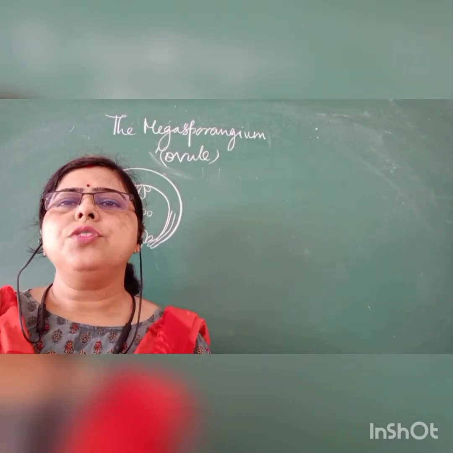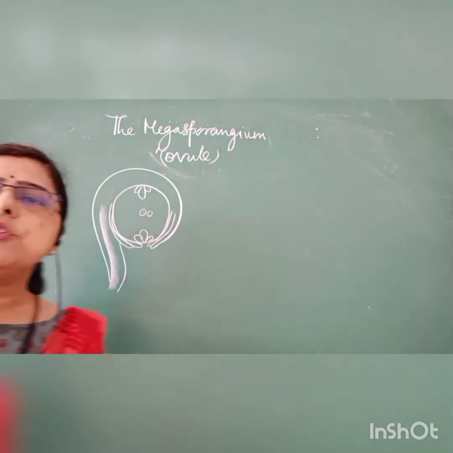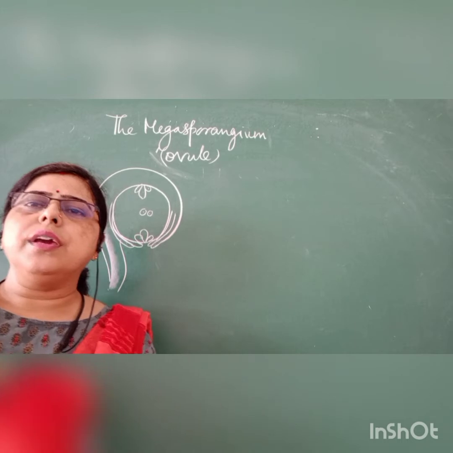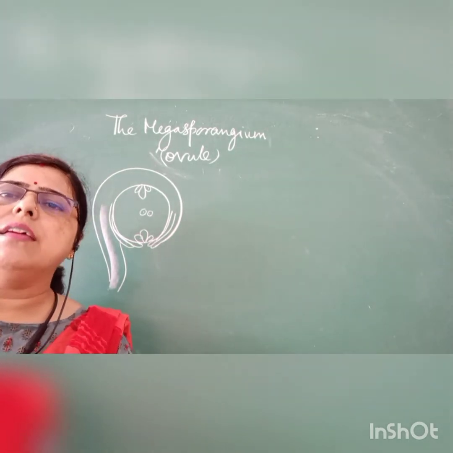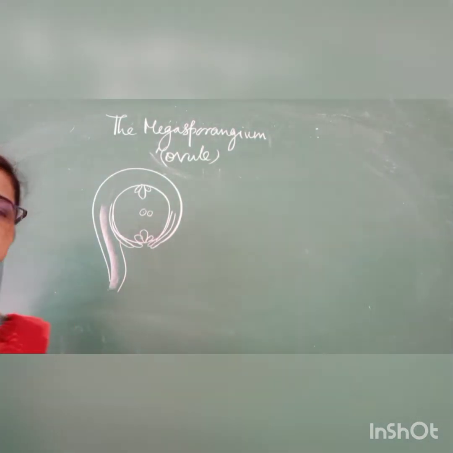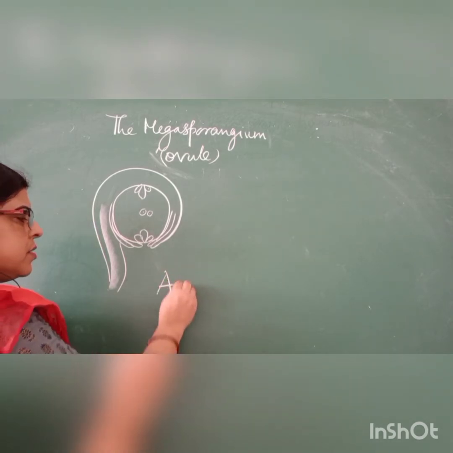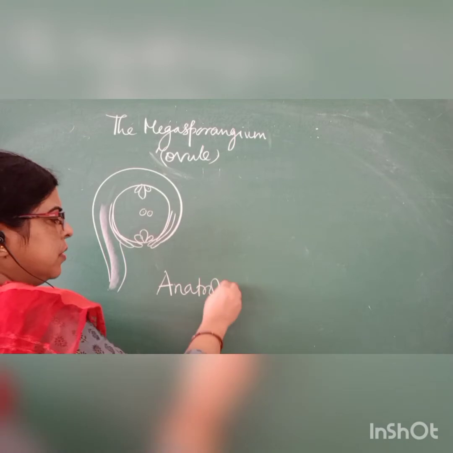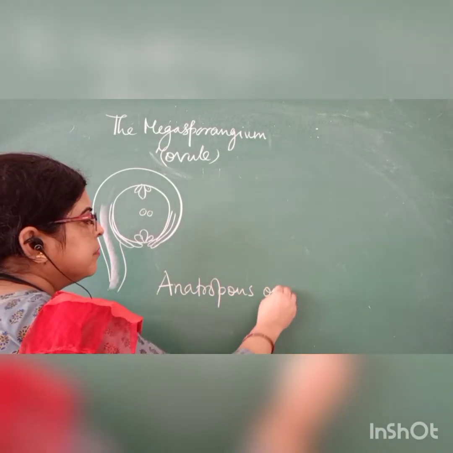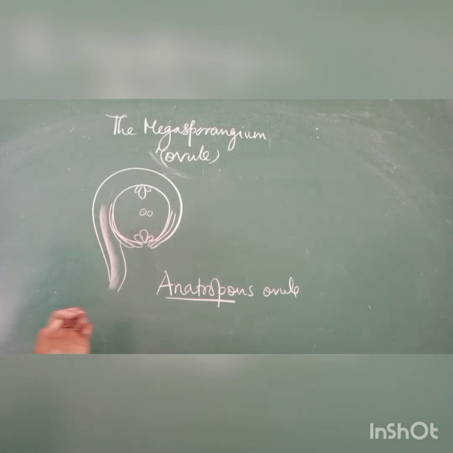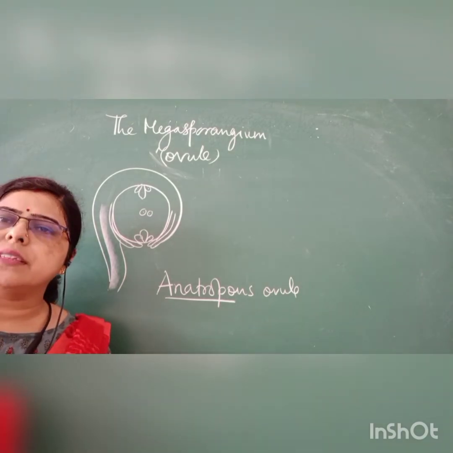Okay, now children, we are going to discuss the megasporangium, the female gametophyte. Okay, the structure of the ovule, what structure is present inside the ovary. So first of all, we are going to discuss the ovule. In front of you, children, this is an anatropous ovule. Okay, this structure belongs to anatropous. Why am I telling anatropous? Ovules are of 6 types.